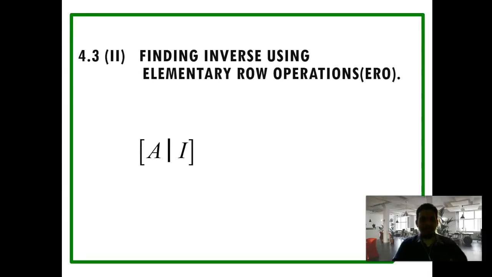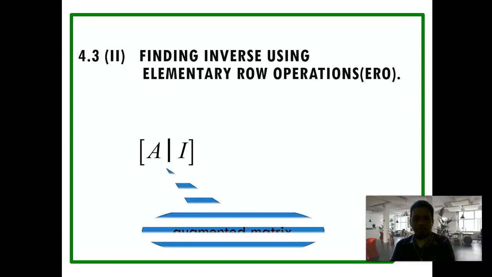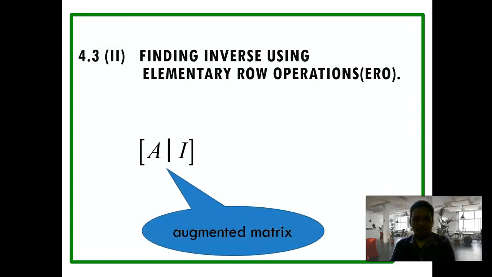Okay, find the inverse using elementary row operation. So guys, girls, in this case, we are going to use the elementary row operation. For example, we begin the process by writing the matrix of A and divide. And then next to it is a matrix of identity.